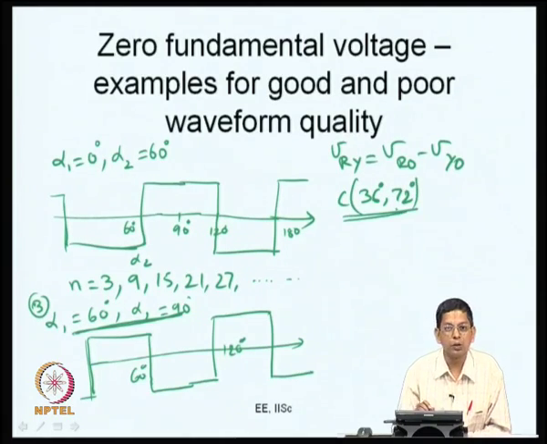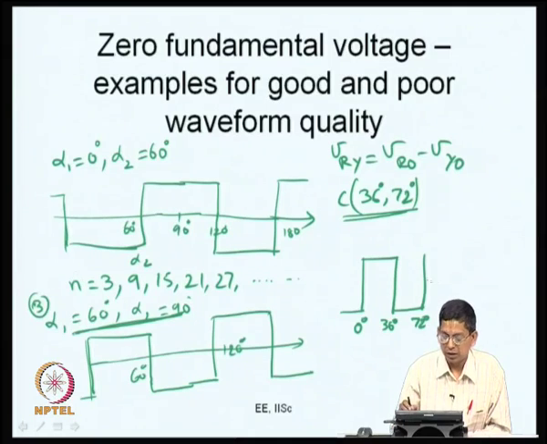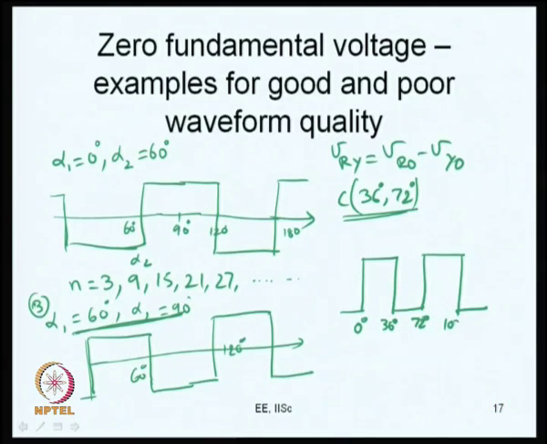If you consider this, what will you get? At 0 the waveform switches, at 36 it switches back, at 72 it goes high. 72 is 90 minus 18, so at 90 plus 18 it will come down. 90 plus 18 is, due to quarter wave symmetry, 108, and once again at 144 it will go high and at 180 it will come low. So, this is the nature of the waveform.